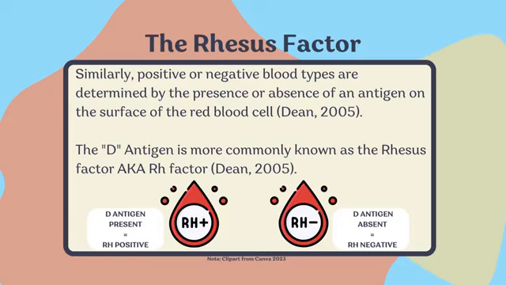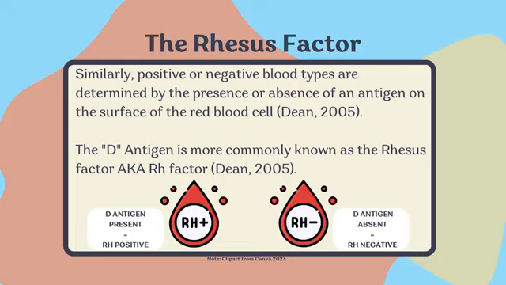Okay, so moving forward, if the D antigen is present on the red blood cell, you are considered to have positive blood type, or Rh positive. And if the D antigen is lacking or absent from the red blood cell, you are considered to be negative blood type, or Rh negative.